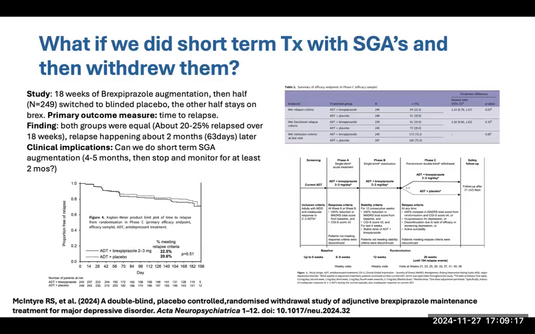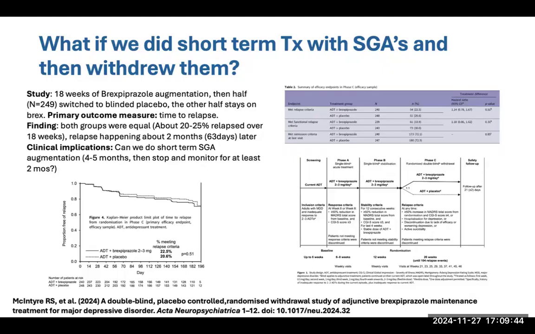And I've always had a little bit of uneasiness about this because I don't like exposing people to dopamine blocking drugs indefinitely if we can avoid it. In schizophrenia, you often can't avoid it. In mood disorders, you probably can. Now, the question that was sort of provocative to me was, could we use these as sort of burst treatments?